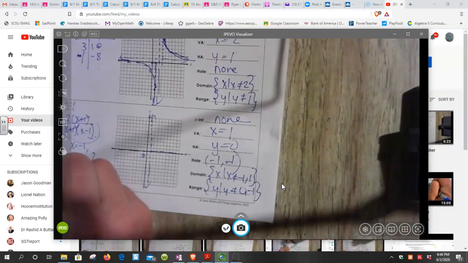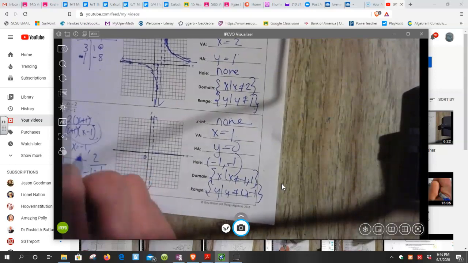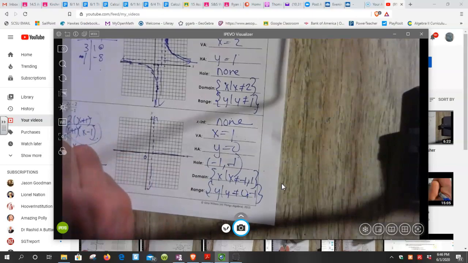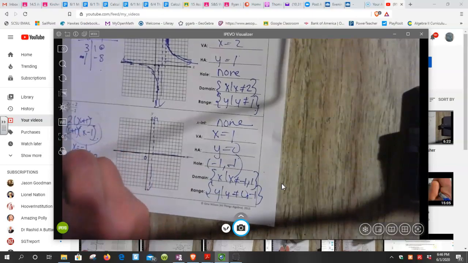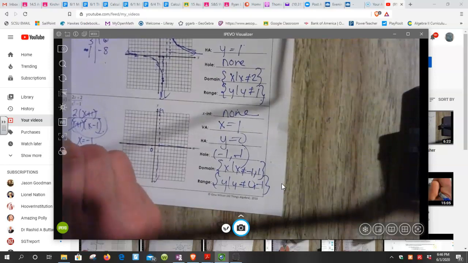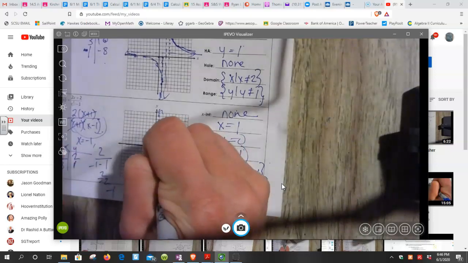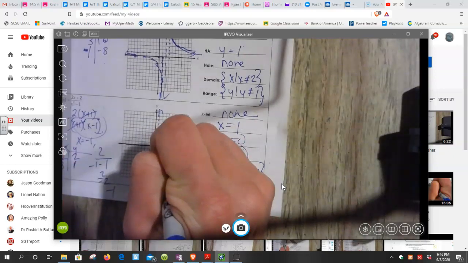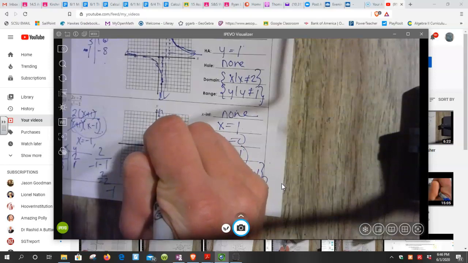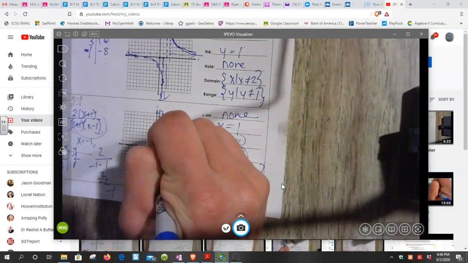Then you make some points. So we have 2 over x minus 1. So put in a 2 and you get 2. Put in a 3, 3 would be 1. So 2, 2, and 3, 1. So that guy's going to look like this.